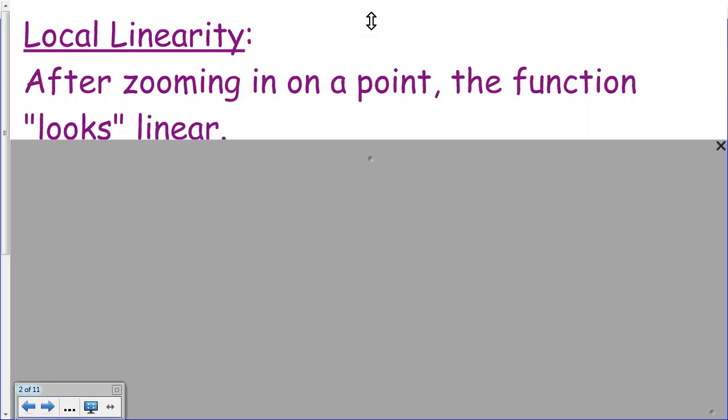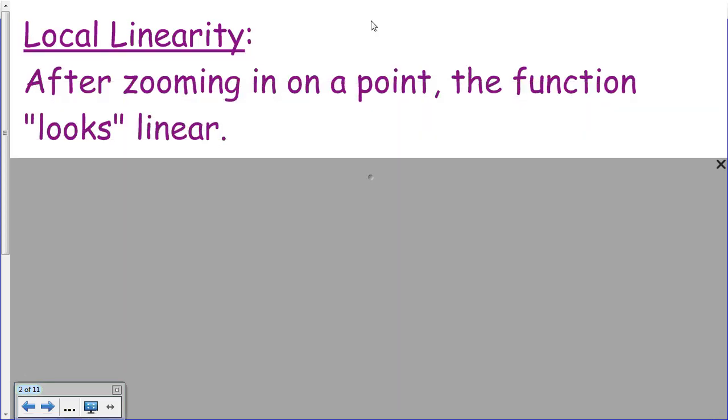The first one is actually a term we've used before. It's called local linearity. The term local linearity refers to the fact that if you zoom in on a function at a particular point, zoom in really, really close, that's the local part, the function will start to look more and more like a straight line. That's the linearity part. After you zoom in on a point, the function looks linear. That's the idea of local linearity.